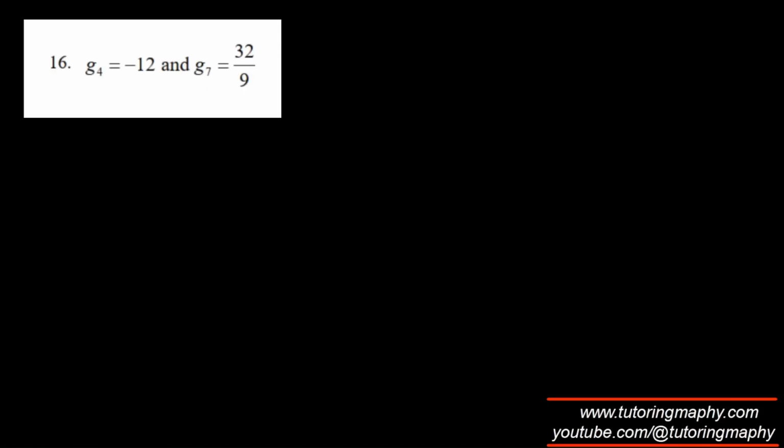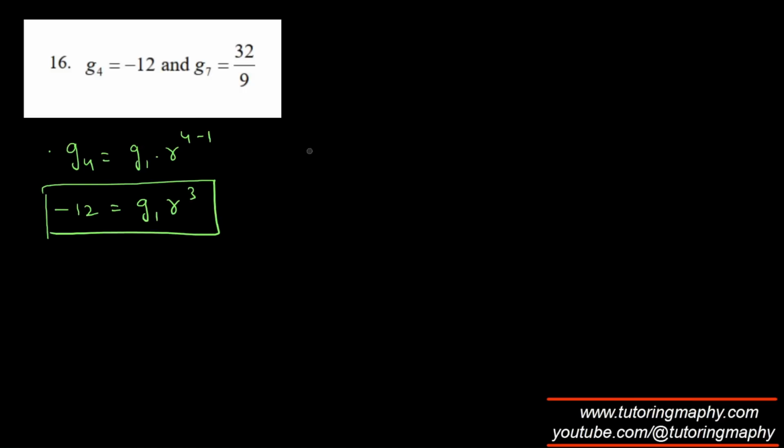Right, I think similar situation over here. It's just that we have fractions. So G4 will be equal to G1 times R raised to 4 minus 1, which means that negative 12 is equal to G1 R cube. That's equation 1.